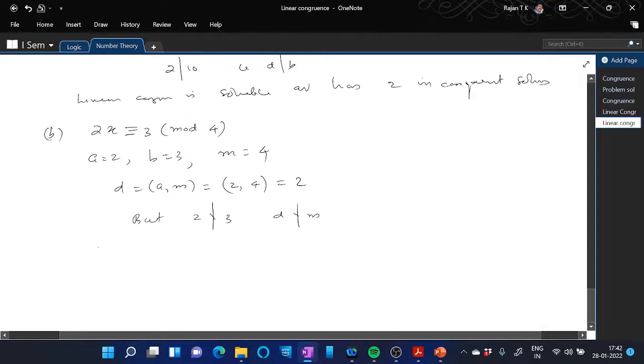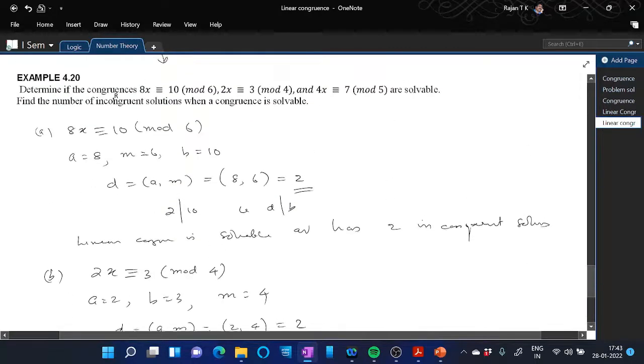Hence, the linear congruence 2x ≡ 3 mod 4 has no solution.